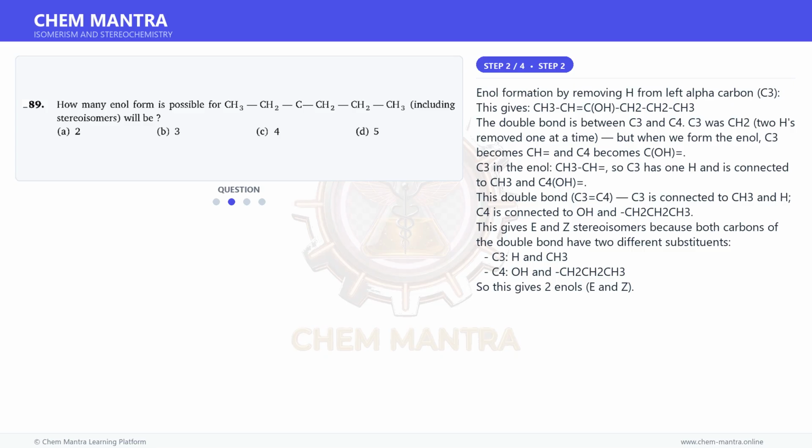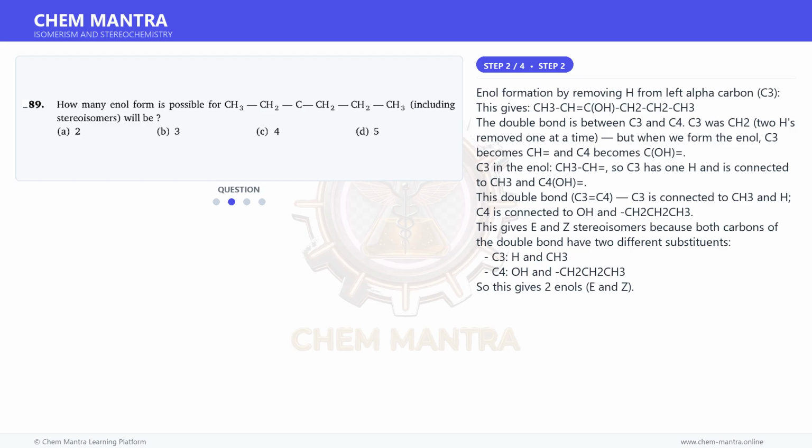Enol formation by removing H from left alpha carbon, C3. This gives CH3-CH=C(OH)-CH2-CH2-CH3. The double bond is between C3 and C4. C3 was CH2, two H's, but when we form the enol, C3 becomes CH= and C4 becomes C(OH)=. C3 in the enol, CH3-CH=, so C3 has one H and is connected to CH3 and C4, C(OH)=.